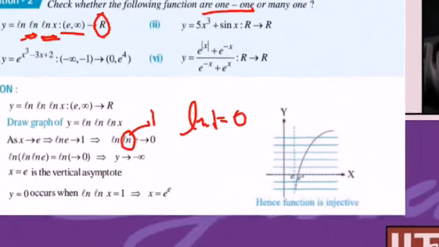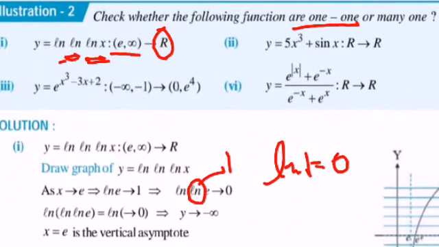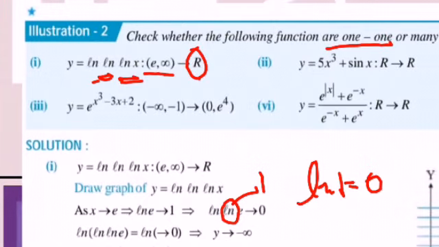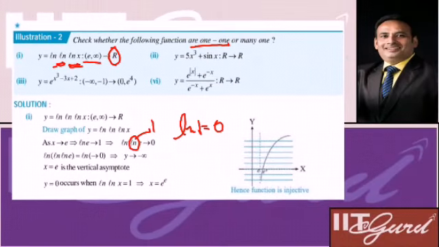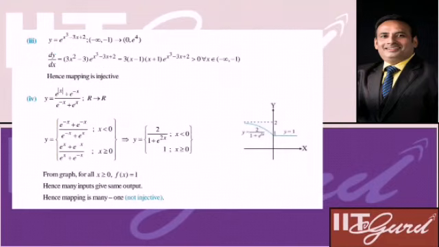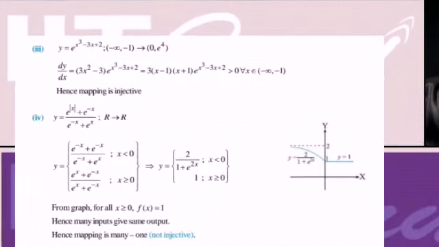The third question was e to the power x cube minus 3x square plus 2, mapping minus infinity to 1, union, minus 1 to 0 to e power 4. Let's see whether the function is one-one or not. So x cube minus 3x square plus 2, here this one is a quadratic expression.